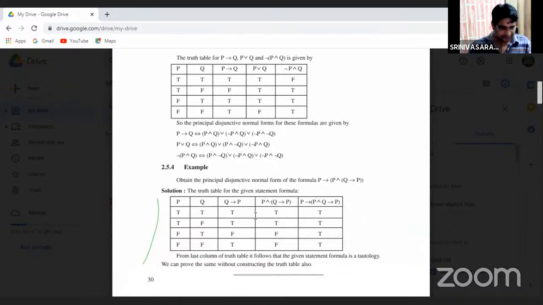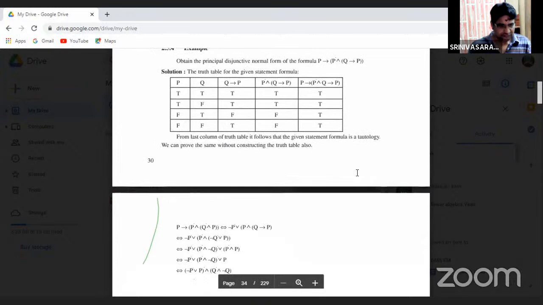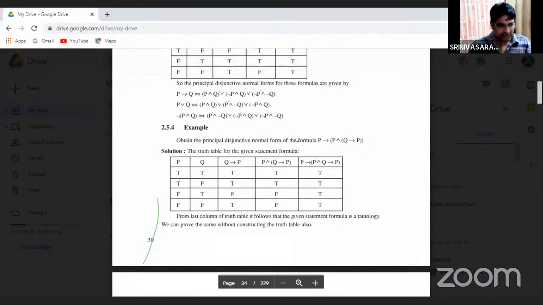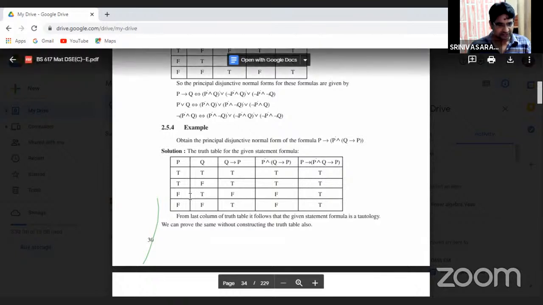So, next one. Obtain the principal disjunctive normal form of the formula P conditional of P and Q to P. That is, P conditional of, in the bracket, P and of Q to P. This entire part is one expression. How to write P to R? Negation of the first proposition, or R. This concept is capital B and this is A. Now, how to write A conditional B? According to this one.